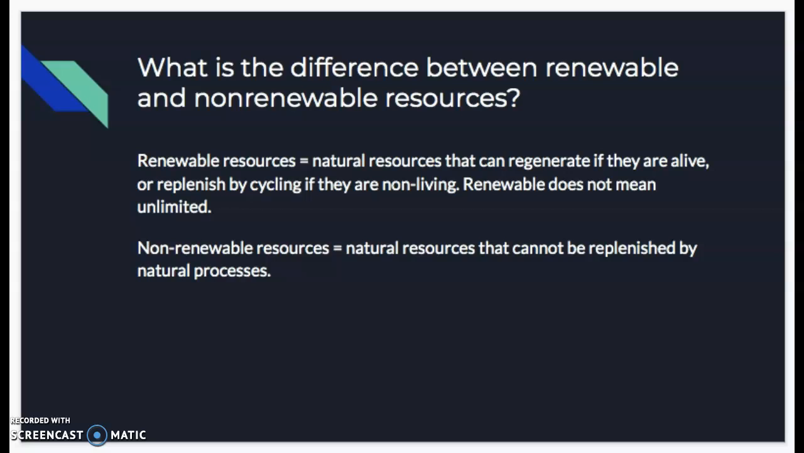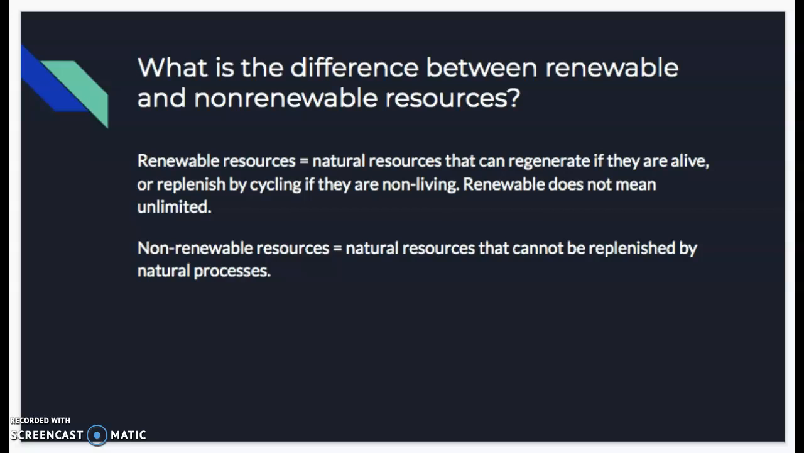So what is the difference between renewable and non-renewable resources? Renewable and non-renewable resources are both categories of natural resources. If you have a renewable resource, that means that it can regenerate or replenish over time. Naturally, they can replenish from natural sources. So if they're alive, they might reproduce to create more, or they might regenerate. And if it's a non-living natural resource, they often get replenished by cycles, like the water cycle or the nitrogen cycle, things like that. So natural processes that help make more of these types of resources.